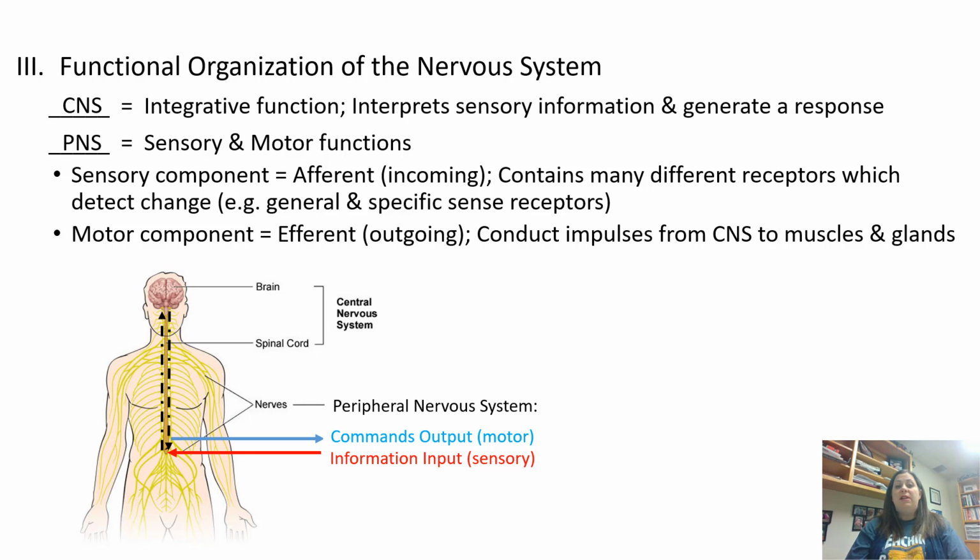Now, the sensory component is known as the afferent or incoming information. These are known as the afferent pathways going up into the brain. These contain many different receptors which detect a type of change. Now, remember, these receptors could be general receptors like touch, pain, tickle, itch, that sort of thing, or they could be very specific sense receptors like for your vision, your smell, taste, hearing, and balance. The efferent or outgoing pathway is going to conduct the impulses from the central nervous system to the muscles or glands to make a response.